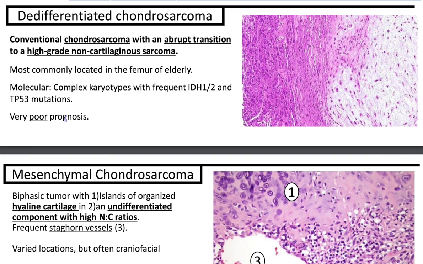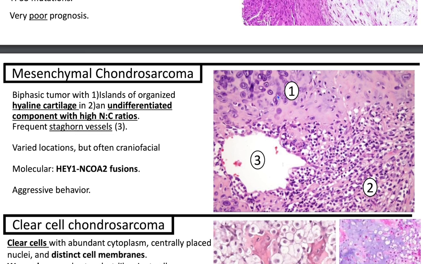So let's talk about the different types of chondrosarcomas. You can have your dedifferentiated chondrosarcoma. Here is your traditional chondrosarcoma to your right, with an abrupt transition to a high-grade non-cartilaginous sarcoma. Your demographics include the femur of the elderly, and they have complex karyotypes with frequent IDH1 and 2 and TP53 mutations, and has a very poor prognosis.